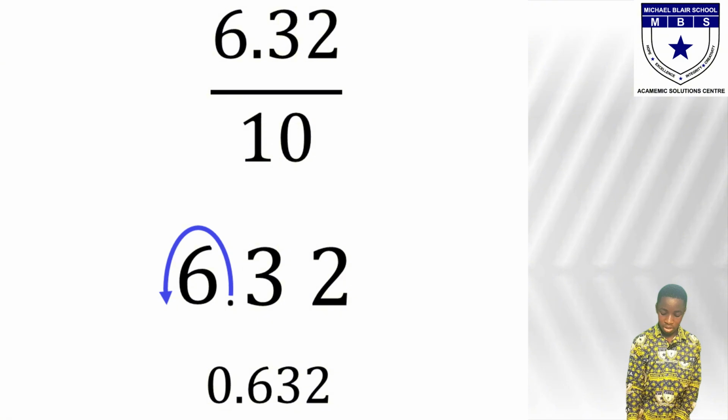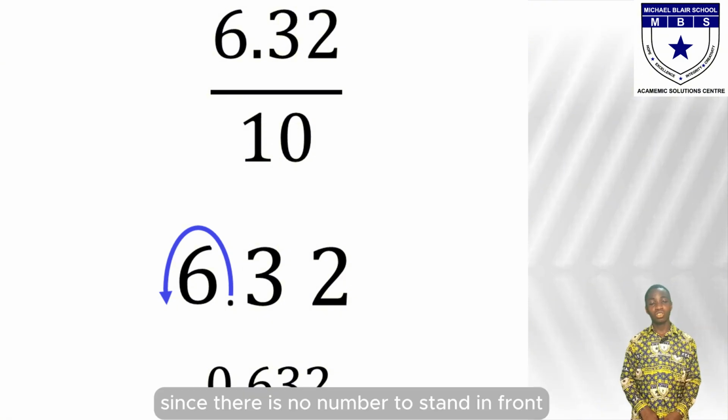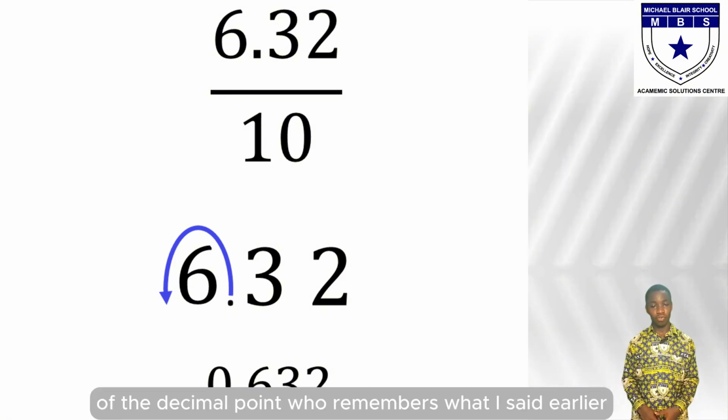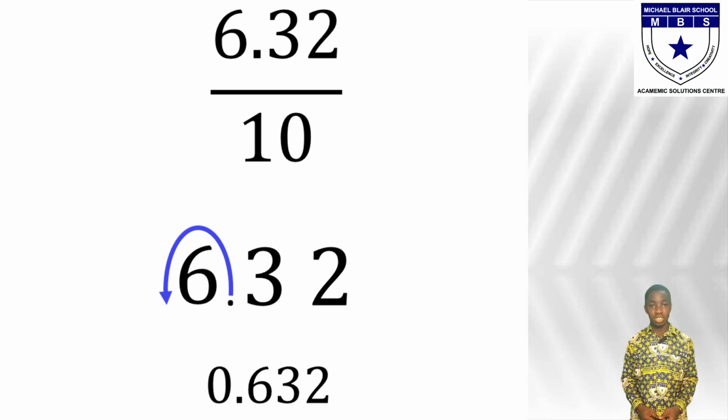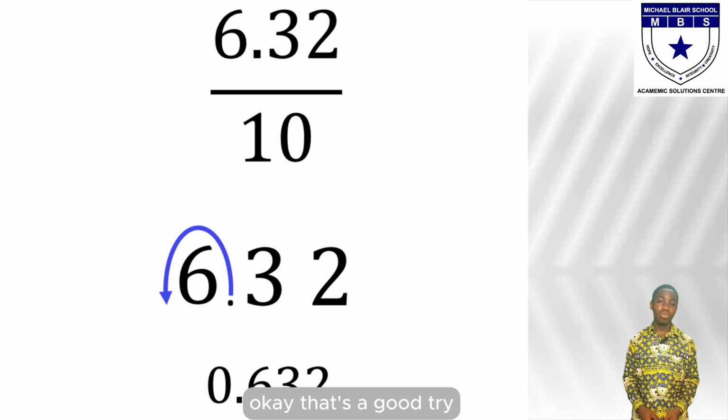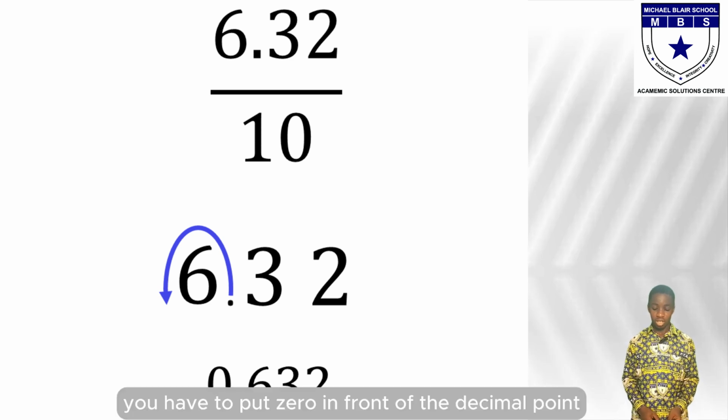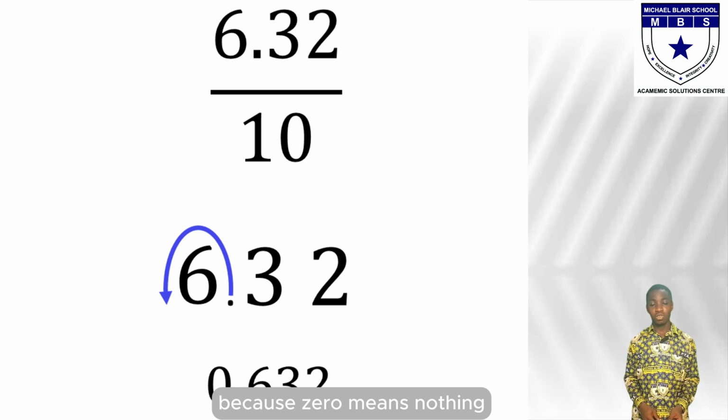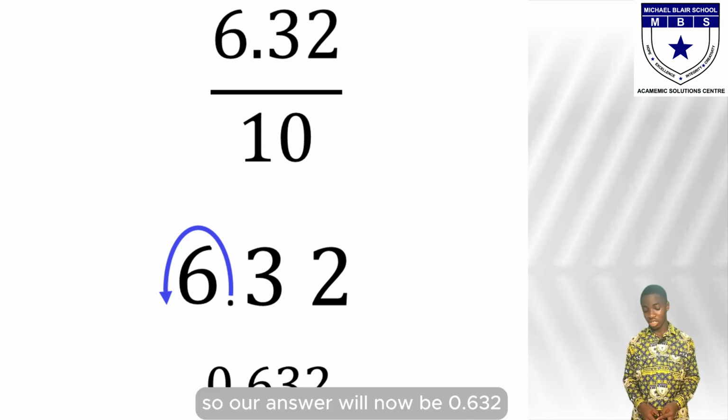0.632. Since there is no number to stand in front of the decimal point, who remembers what I said earlier? Okay, that's a good try. You have to put 0 in front of the decimal point because 0 means nothing. So our answer will now be 0.632.